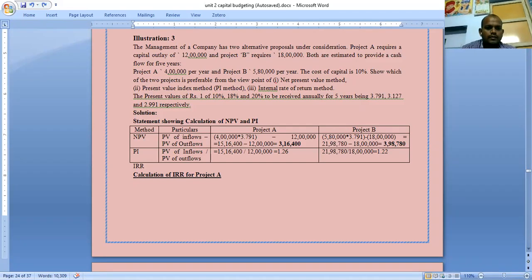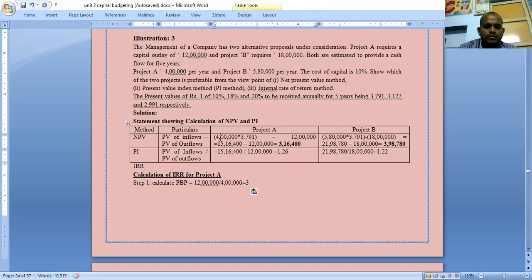Step 1, calculate the payback period, that is 12 lakhs initial investment by annual cash inflows. 12 lakhs divided by 4 lakhs. So payback period comes around 3.